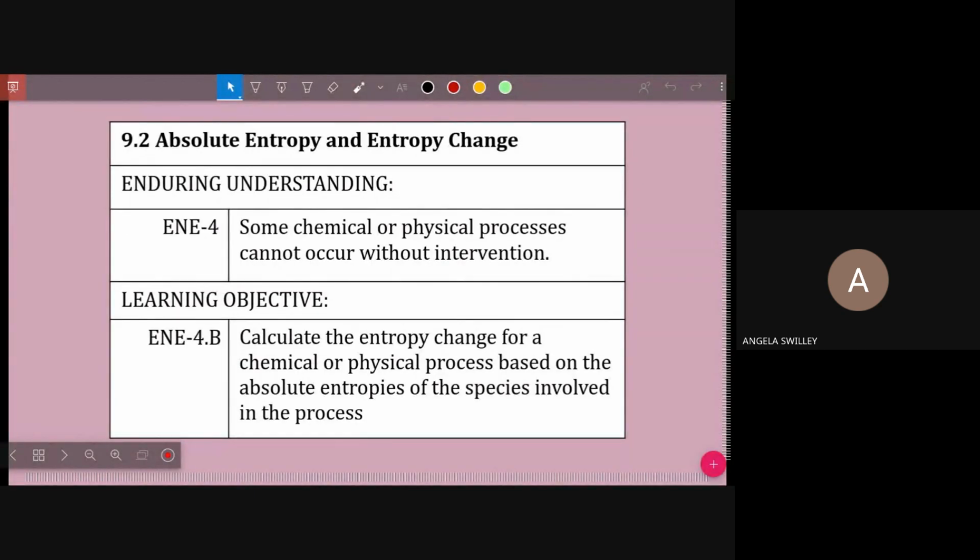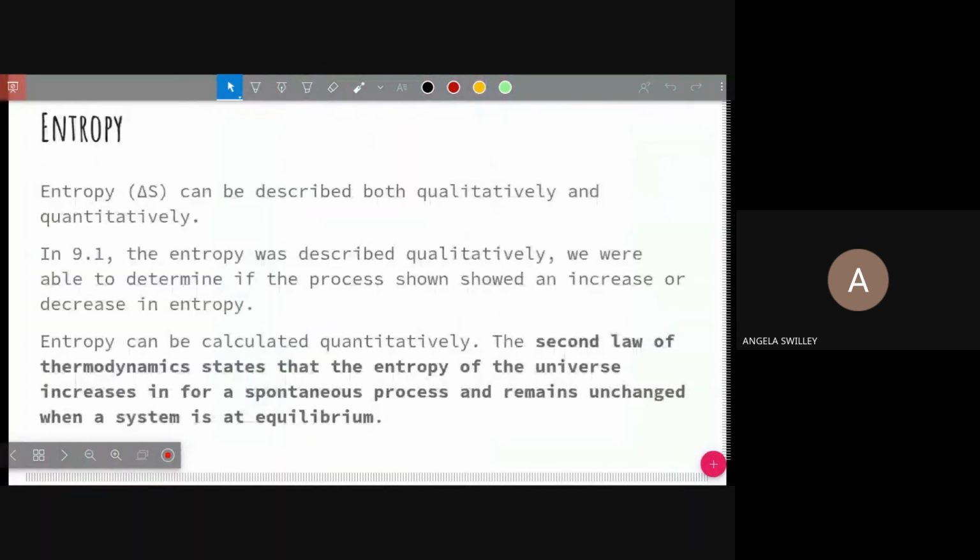You need to be able to calculate the entropy change for a chemical or physical process based on the absolute entropies of the species involved in the process. We've learned qualitatively about entropy in the last lesson, and so now we're going to learn how to quantitatively talk about entropy. Entropy, delta S, can be described both qualitatively and quantitatively. We've already learned the qualitative part, and so today we're going to learn the quantitative part.